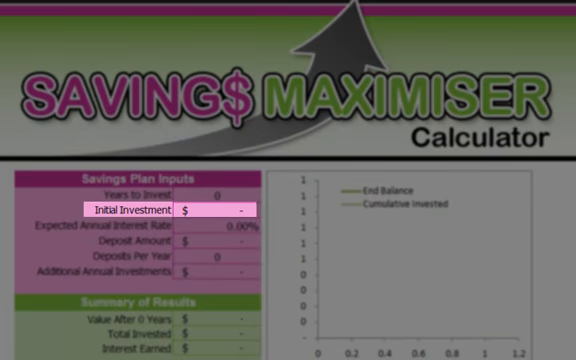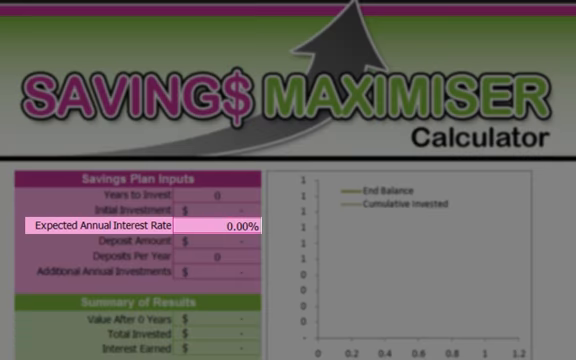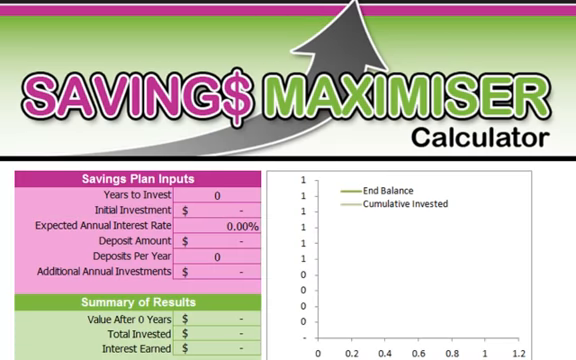Initial investment means the amount that you are starting out with. Next, we have expected annual interest rate. And here you enter in the interest rate or the earnings rate that you expect to make on your money. So the rate will be different for everyone, as it's going to depend on where you invest your money. For example, if you're holding your money in a bank account, it might be only earning 5% a year. However, if you have your funds in a more aggressive account that's designed to generate growth, such as shares, then the interest rate might be 8 or 10%.